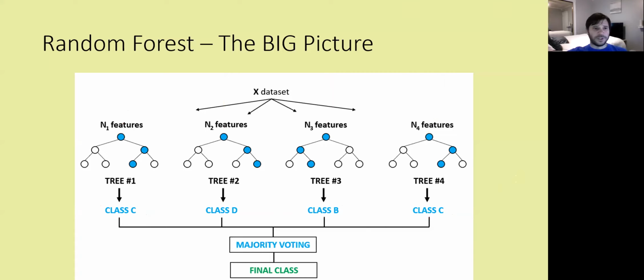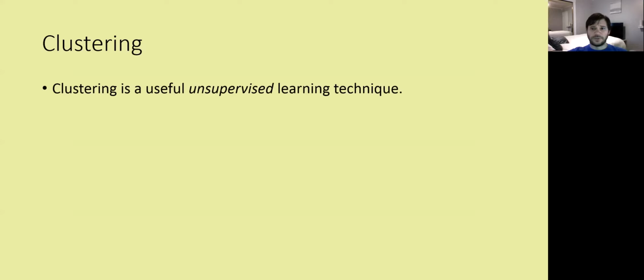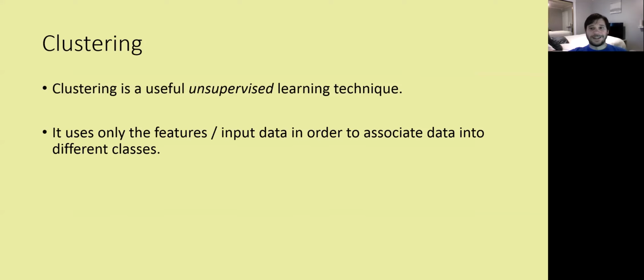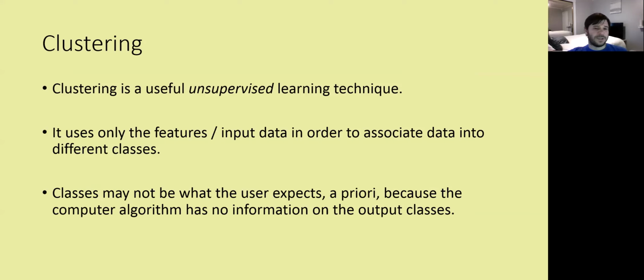Let's shift gears a little bit to unsupervised learning, clustering. Clustering is a very useful unsupervised learning technique. It only really uses input data in order to associate different classes. And classes may not be what the user expects them to be a priori, because the computer algorithm has no information on the output classes. The patterns that might be uncovered may differ dramatically from what is expected by a person.